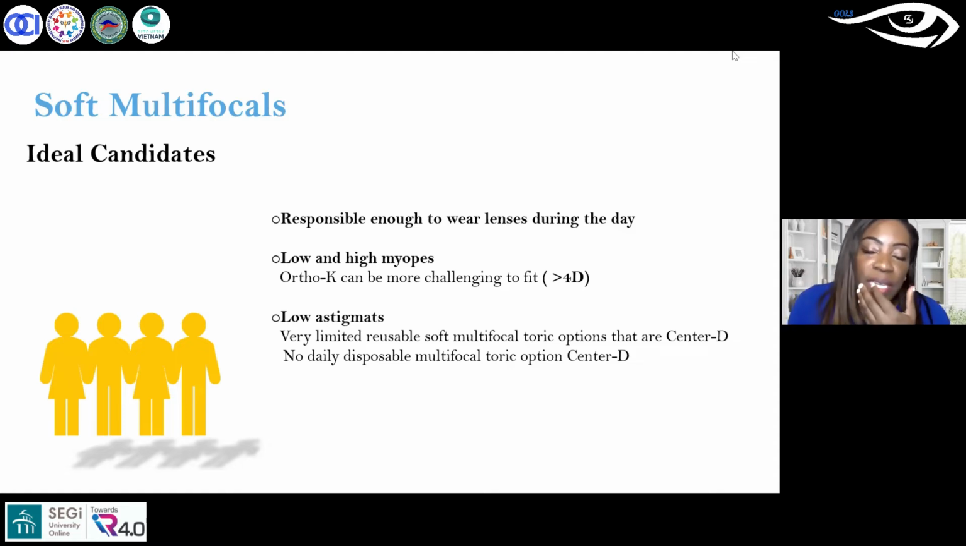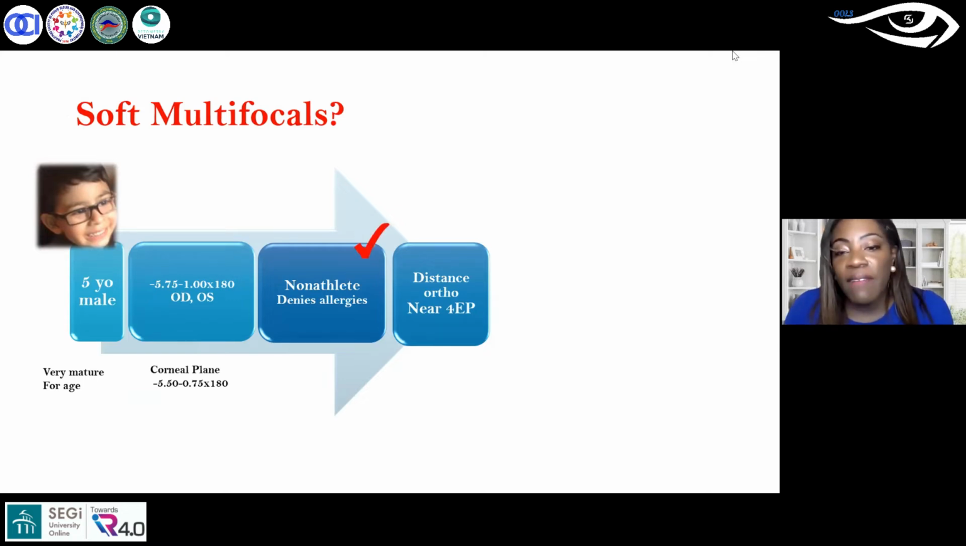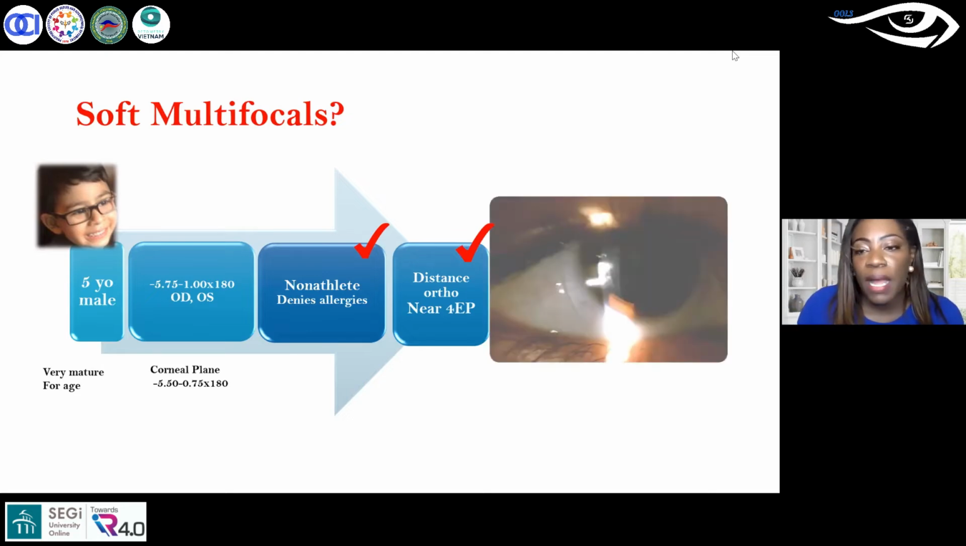As far as the sphere, it goes pretty high for soft contact lenses. So is he a good candidate for soft multifocals, which many did not choose, but I think, as was explained to me, in the area where most of you are coming from, is not used as often. But if we look at him, he's very mature for his age. If we look at his refractive error, there are definitely soft multifocals that come in his prescription. He's not an athlete, doesn't have allergies, and with the eso posture, that multifocal should help him out.